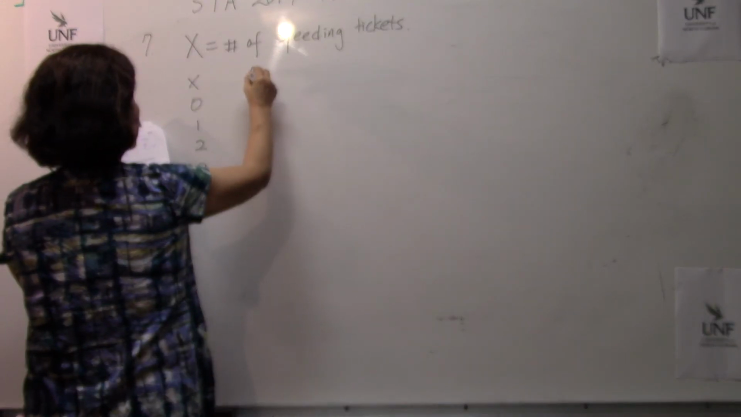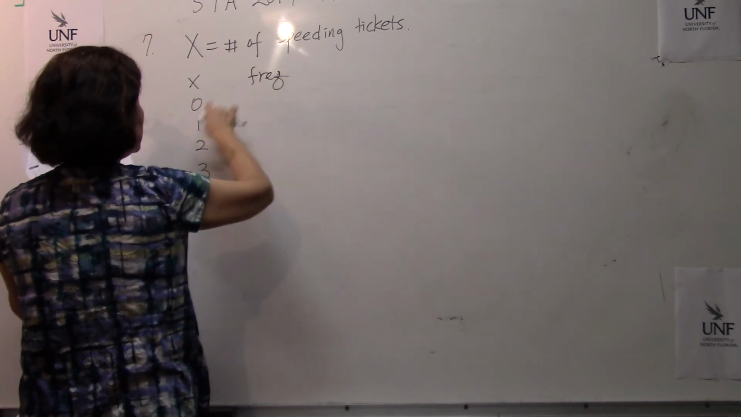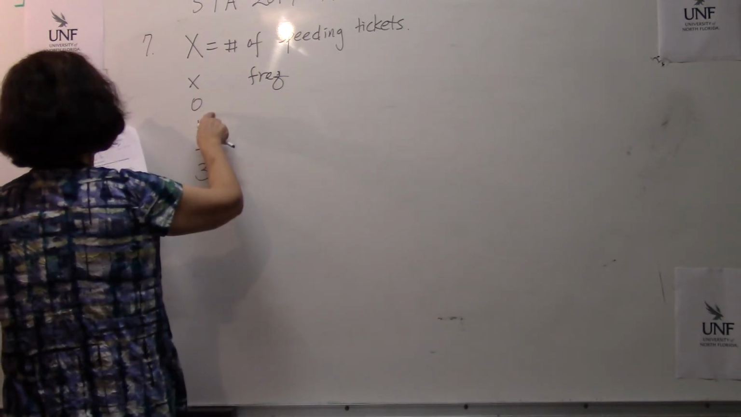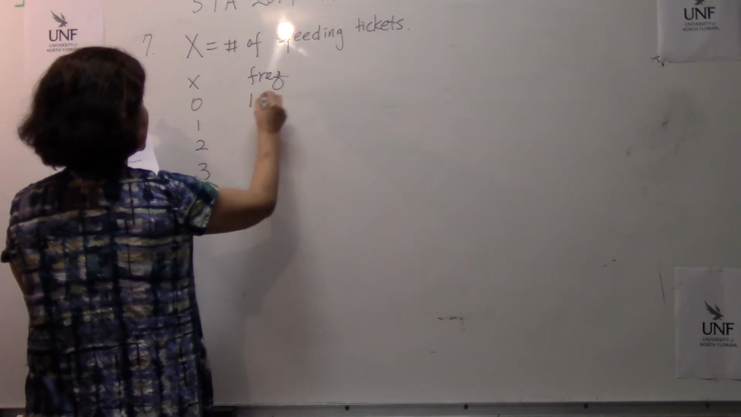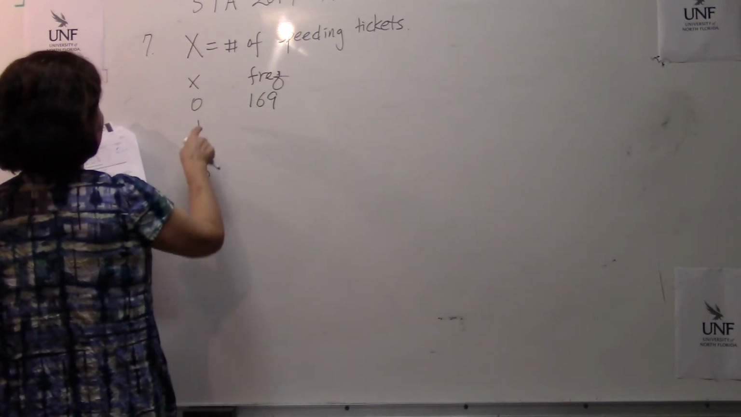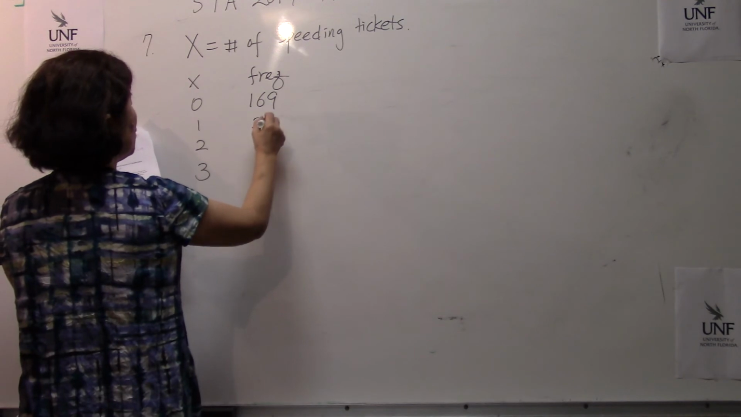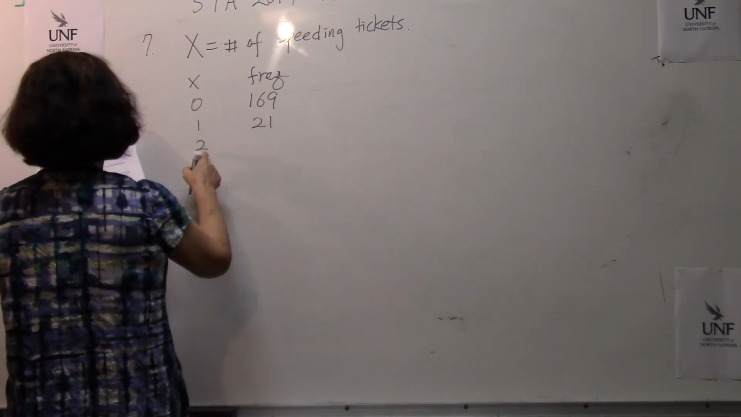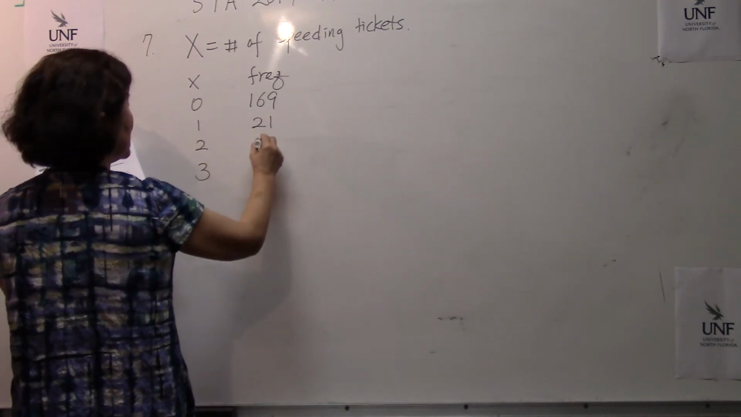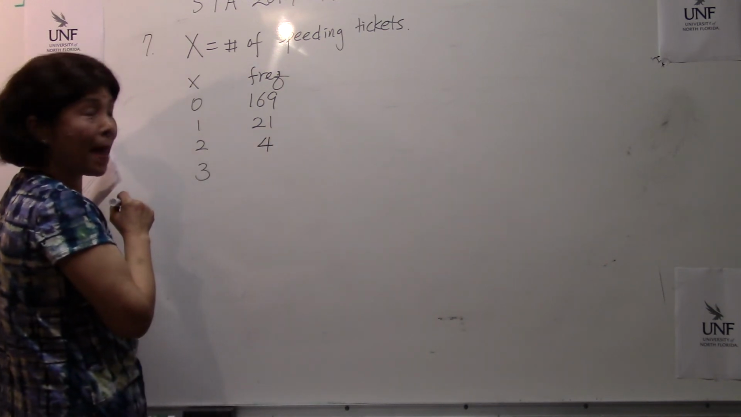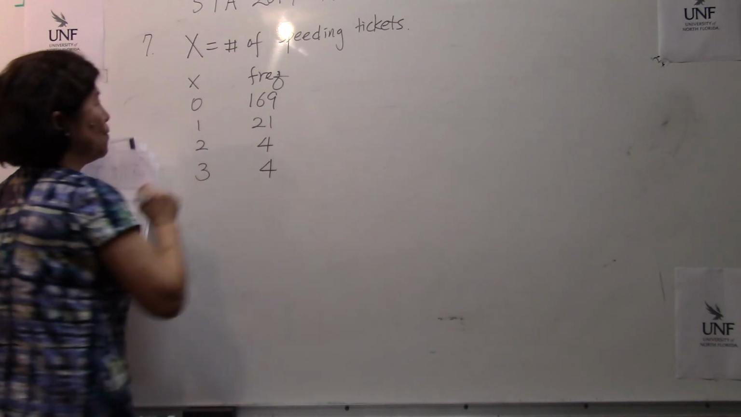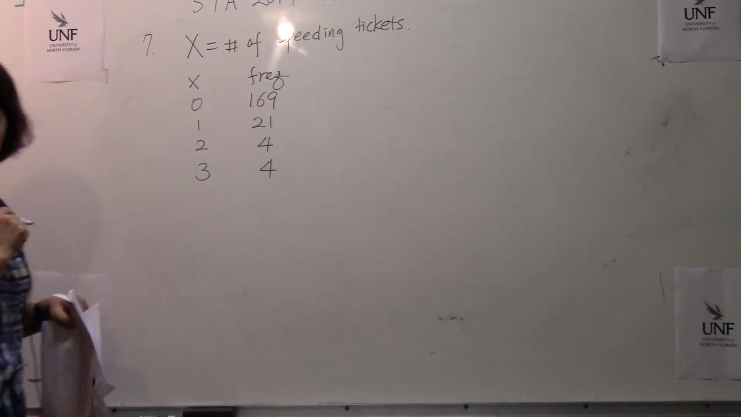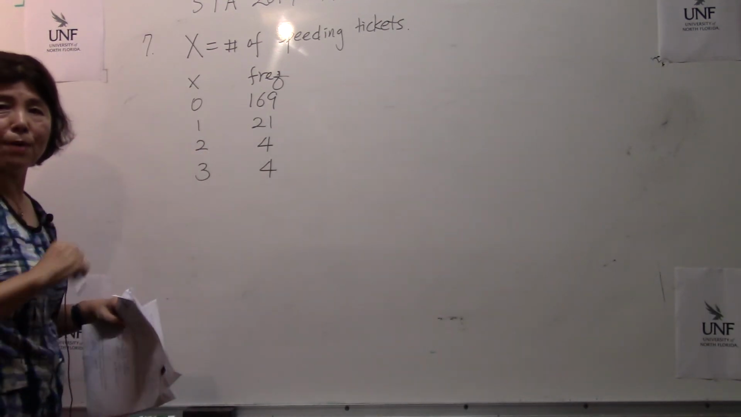And the frequency: each individual said, no, I never got a speeding ticket. That is 169 people who said that. I got one speeding ticket, 21 people said that. I got 2 speeding tickets, 4 of them. It's pretty bad. I got 3 of them. Well, there are still 4 people who got 3 speeding tickets in the past 12 months.